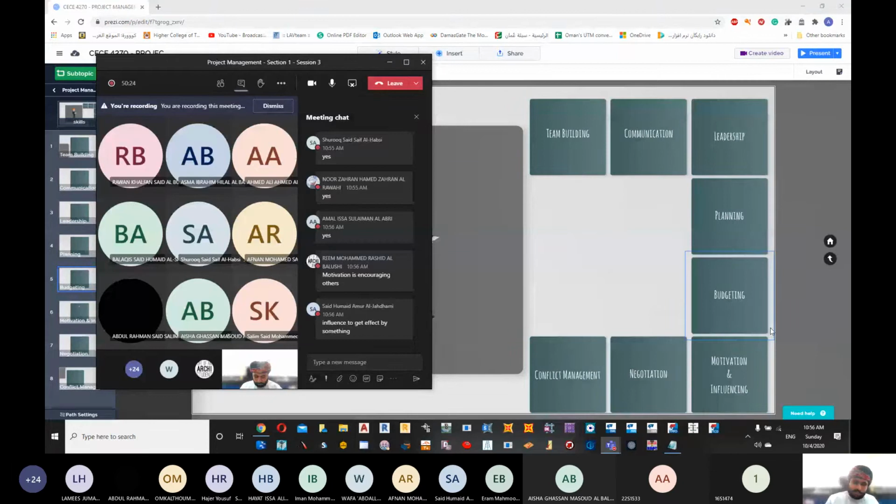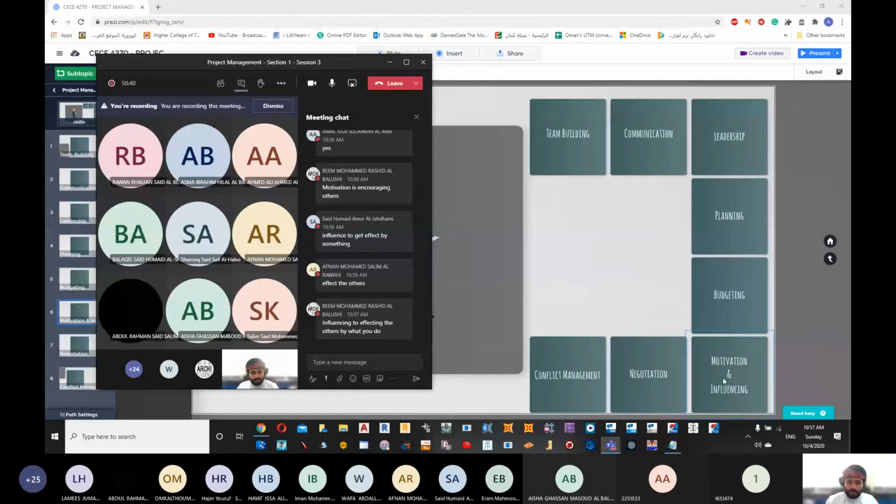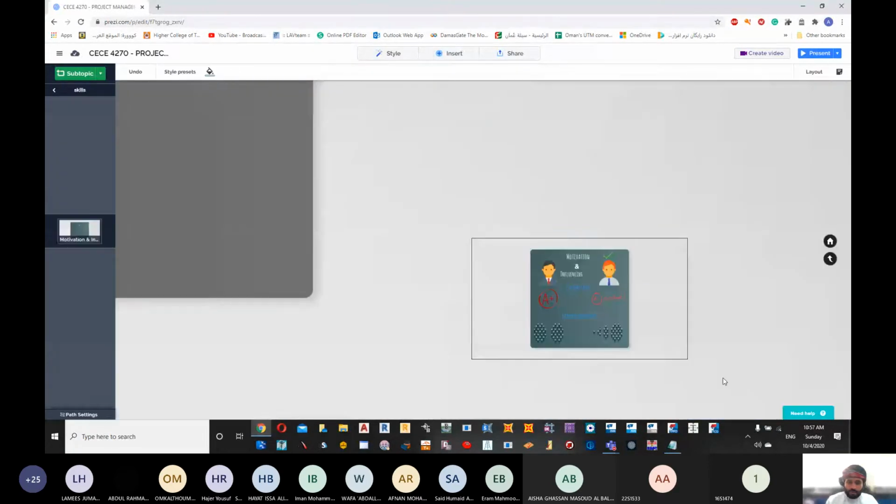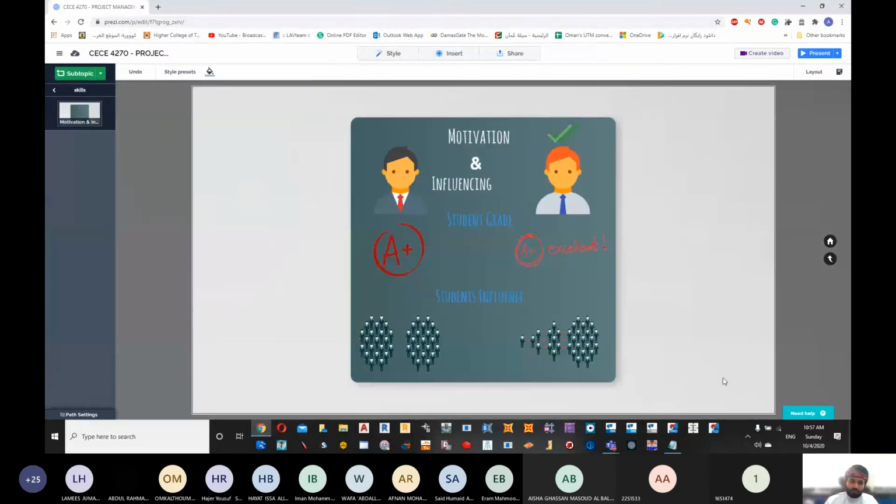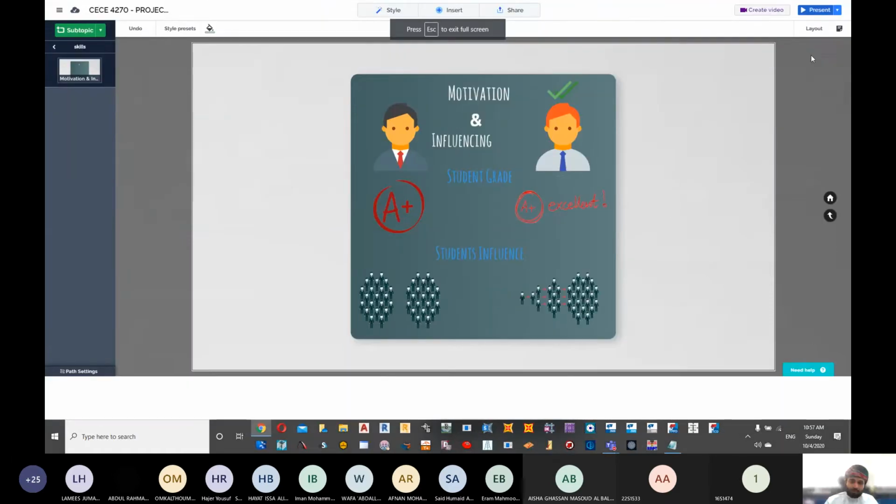Okay, to get effect. Okay, let us see the example and hopefully we can make it a bit clearer. So what do we have? We have two lecturers, and we were talking about the students' grades.